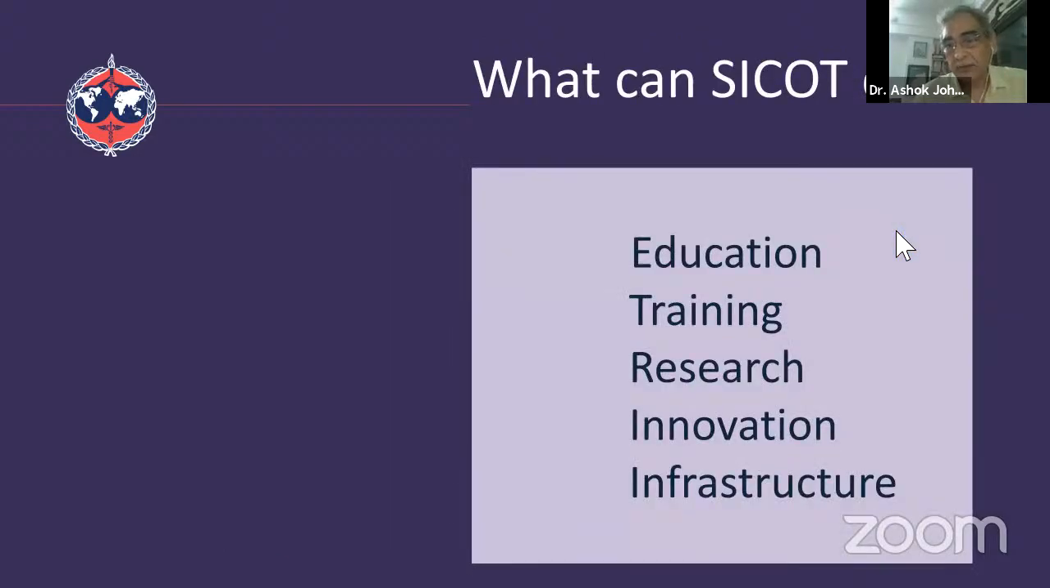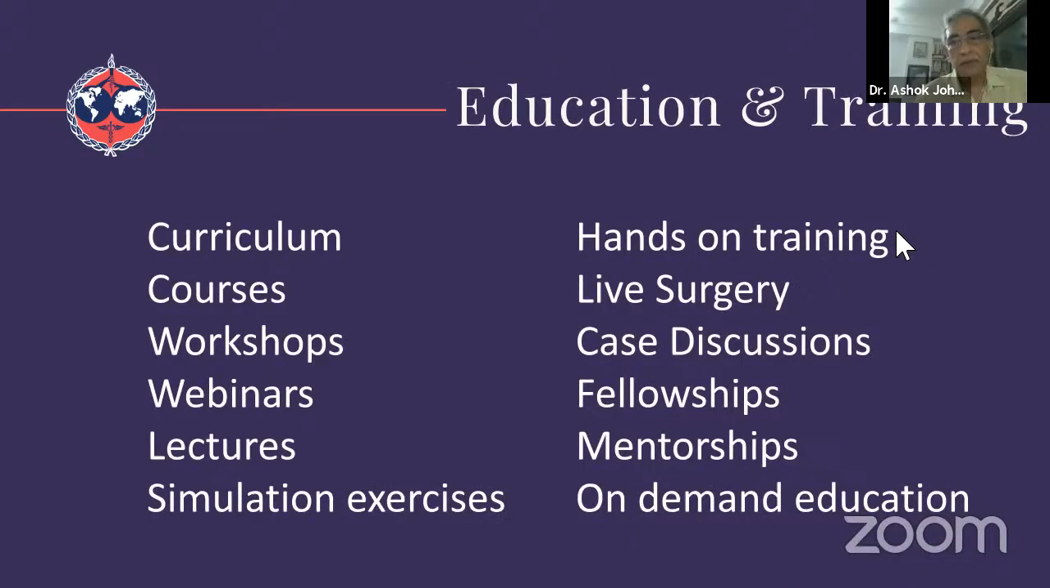So what can CICOT do? It can partner with its members for education, for training, for research, for innovations, and maybe for infrastructure also. So education and training, we have heard all the speakers talk about education and training, and CICOT does it in a number of ways. So you have the curriculum. I'm encouraging Hemant to form the actual limb reconstruction curriculum so that super specialists can be trained in limb reconstruction, and then they can demonstrate their competency, and then we certify them to be competent in that field.